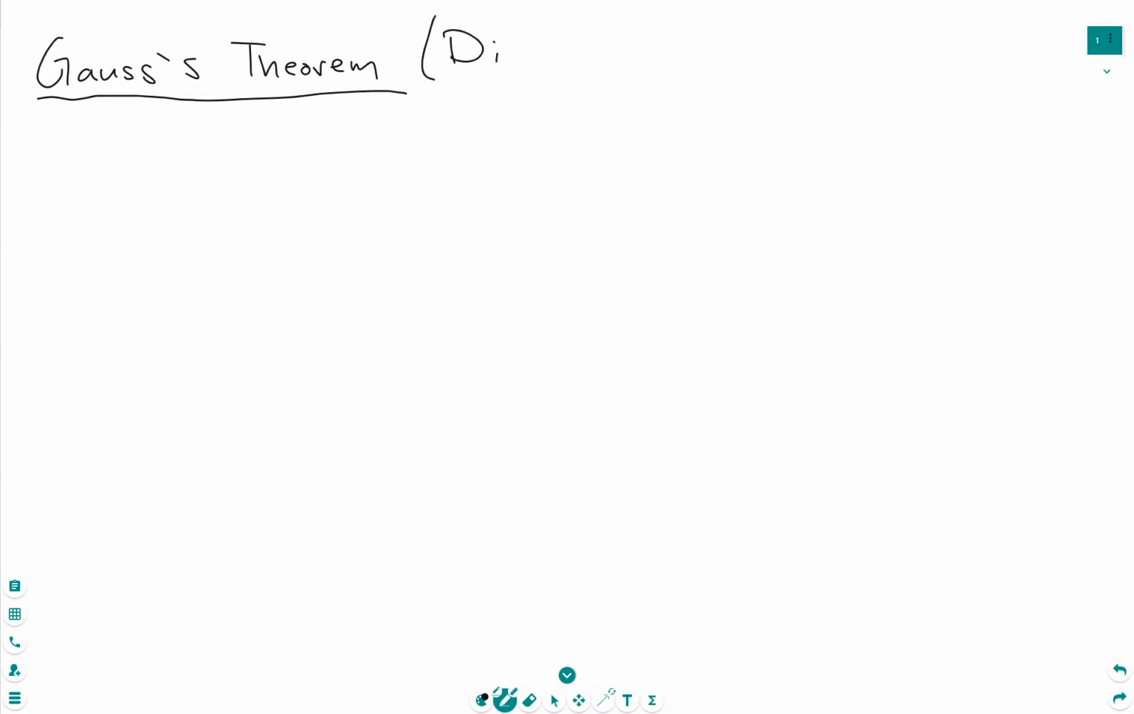Okay, so let's jump into the last section here. So today we're going to be talking about Gauss's theorem. Oop, that is not a straight line. Not even close to what I wanted. So this is also in your book is called the divergence theorem.